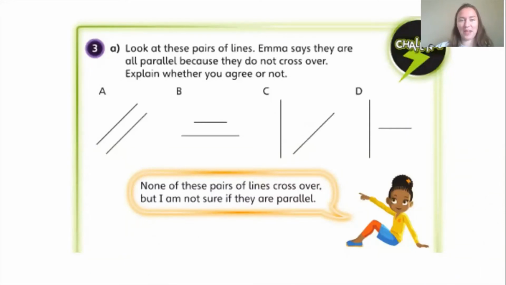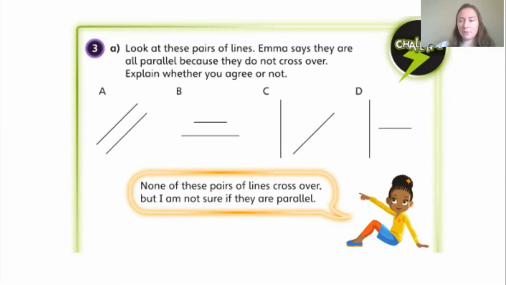Those of you who would like a bit of a challenge today, let's have a go with these challenge questions now. Okay, so question 3, it says, look at these pairs of lines. Emma says that they are all parallel because they do not cross over. Explain whether you agree with her or not. Now, because this is an explain question, we need to write our answer as a full sentence. So pause the video and have a go.